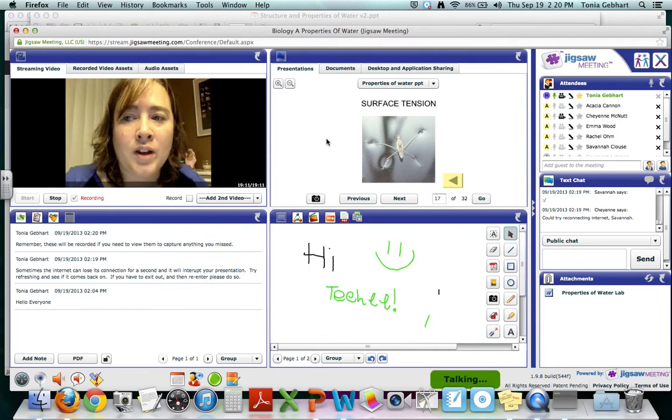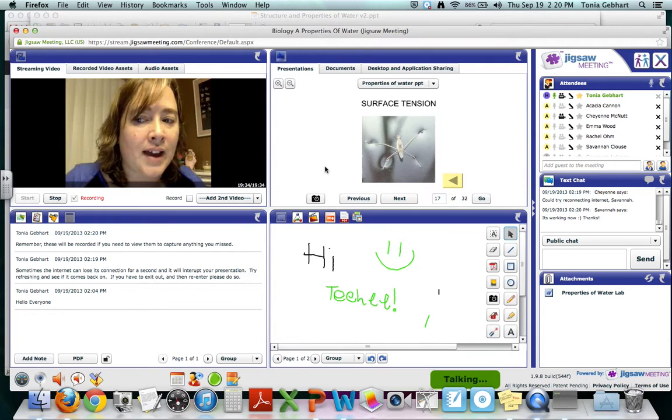Okay, so I'm going to go ahead and continue. So we were talking about surface tension. What happens here in surface tension is the water molecules will form bonds to create a strong connection across the top of the water surface. And it takes a little bit more energy to break that bond or break that connection.